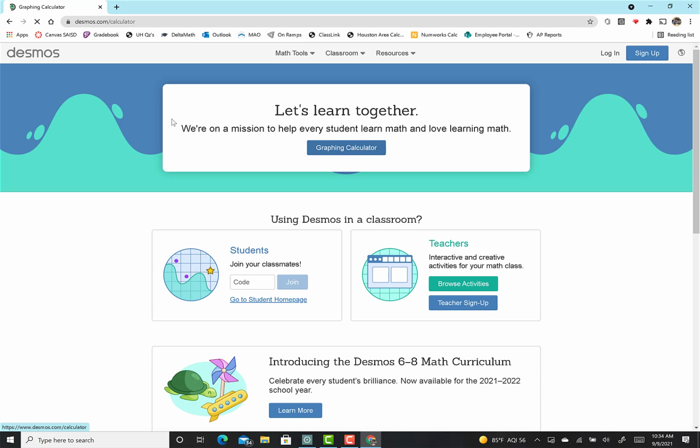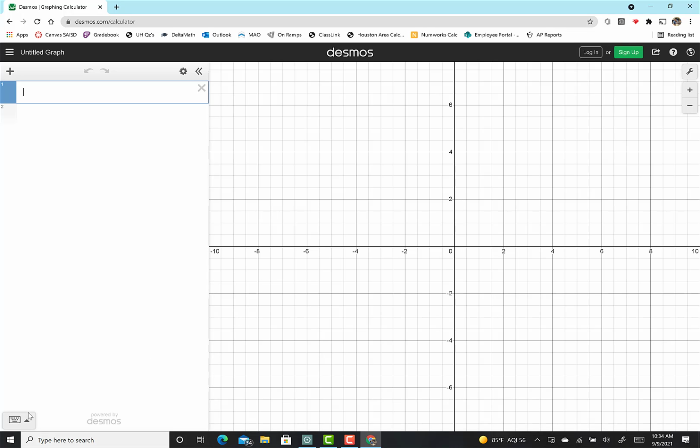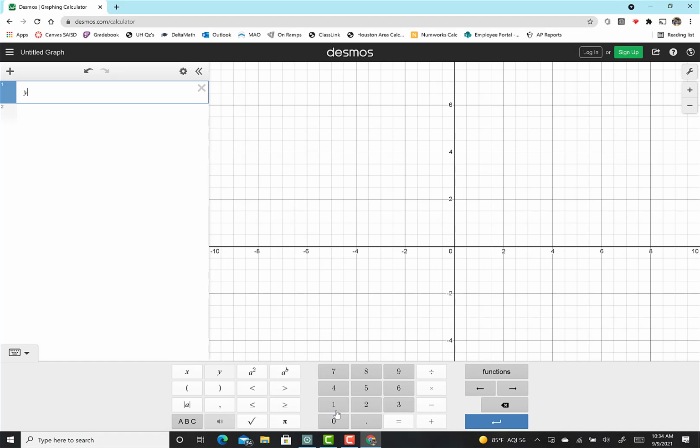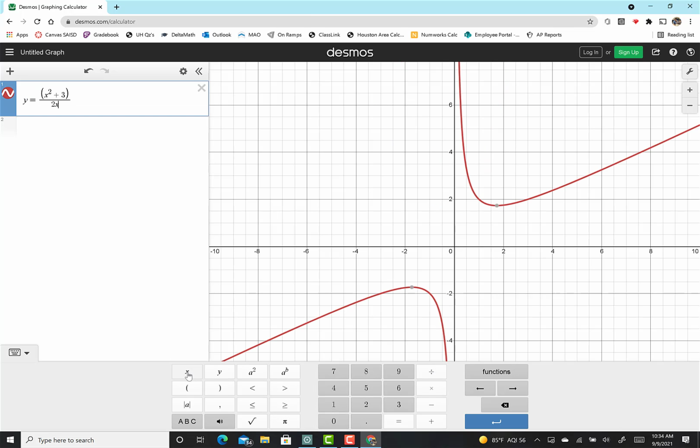Help me out with the equation, guys. What was my original equation? Y equals what? X squared plus 3 all over 2x. All right, so there it is. And what was my tangent line? Y minus... equals negative 1, parenthesis, x minus.